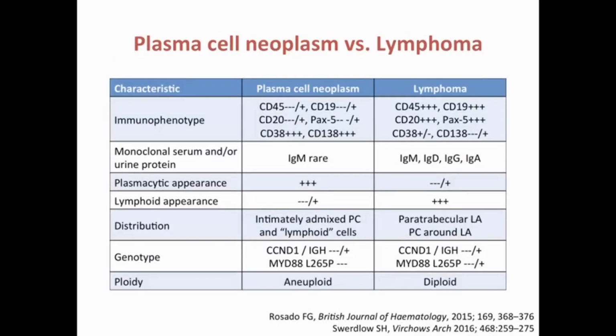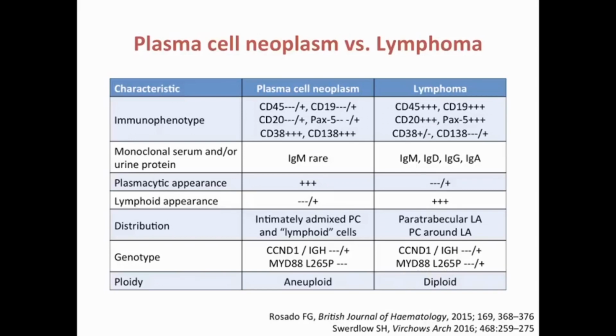This table summarizes the features that can be used to distinguish plasma cell neoplasms from lymphoma. The flow cytometric findings are the most definitive. Plasma cells from a plasma cell neoplasm are usually CD45 negative and lack B cell antigens CD19, CD20, and PAX5. In contrast, neoplastic plasma cells that are part of lymphoma express CD45 and a full pan B cell repertoire.